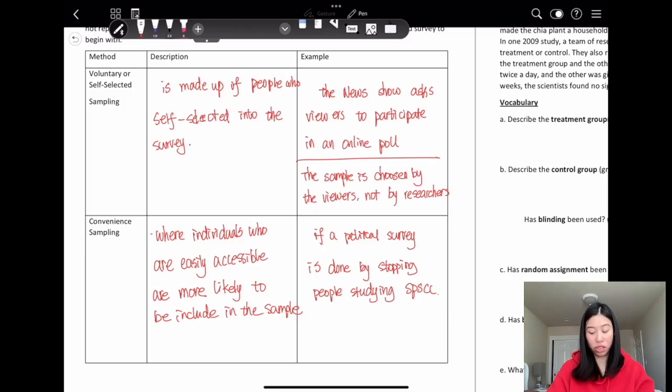So if we got a sample just by stopping the people or students studying at SPSCC, we know that this is not going to represent all of Washington state.